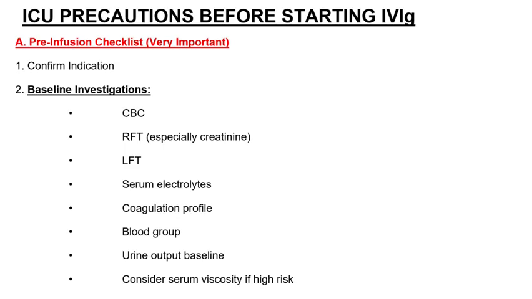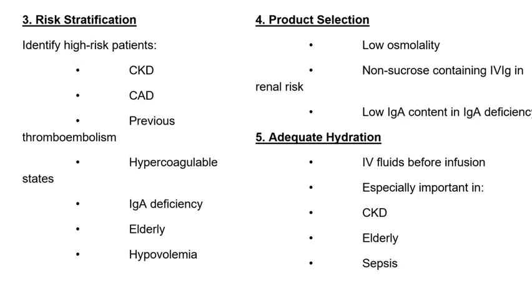So ICU precautions before starting IVIG will be, we have to see for a pre-infusion checklist, confirm the indication of the IVIG, baseline investigations should be sent. Now we have to risk stratify the patients, identify the high-risk patients like CKD, CAD, previous history of thromboembolism, hypercoagulable states, IgA deficiency, elderly and hypovolemic patients.